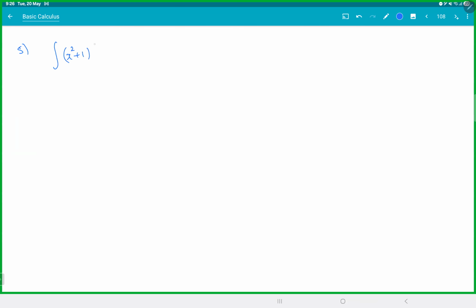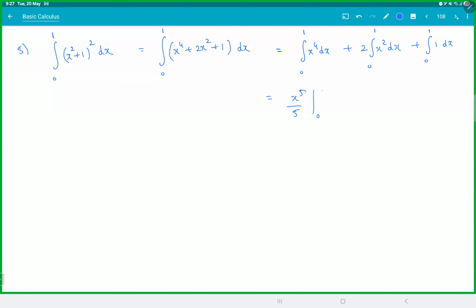Integral (x square plus 1) whole square dx. Limits are 0 to 1. Just expand this. This will be x power 4 plus 2x square plus 1 into dx. This is integral x power 4 dx, 2 will come out, integral x square dx plus integral 1 into dx. Remember, 1 can be written as x power 0. So this is x power 5 by 5, limits are 0 to 1.